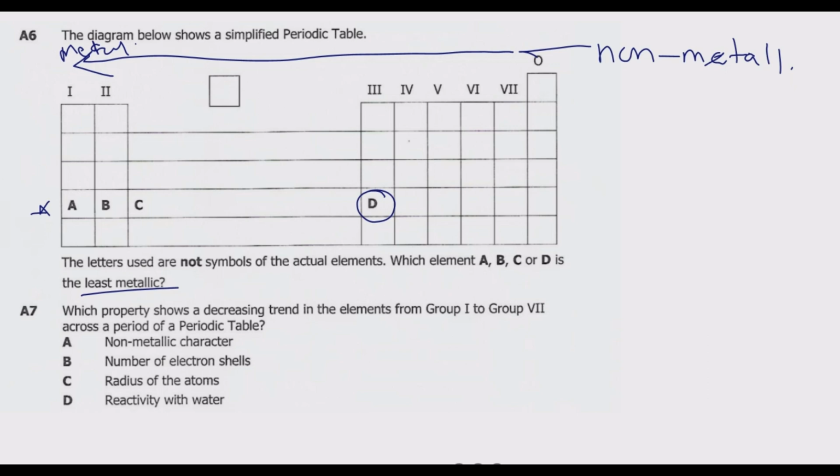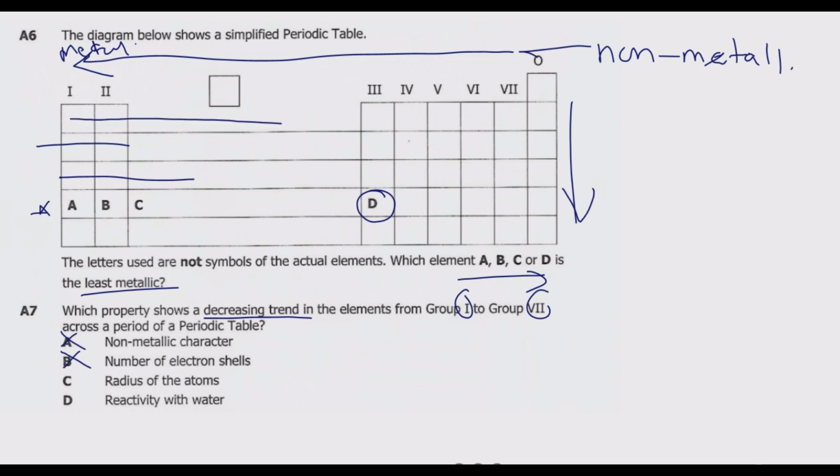Question 7. Which property shows a decreasing trend in elements from group 1 to group 7 across a period of the periodic table? So A, non-metallic characteristic, is not true, because we are moving from group 1 to group 7, which is in this direction. So non-metallic increases. So this is not correct. Then number of electron shells. The number of electron shells are basically these. They increase as you move down the periods. So this is not true.